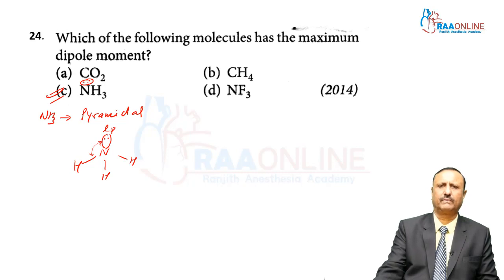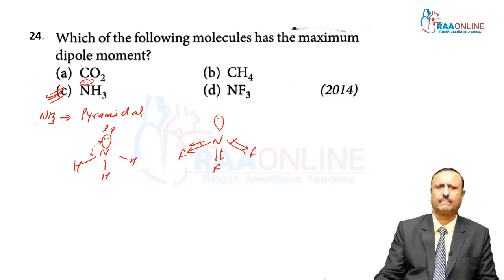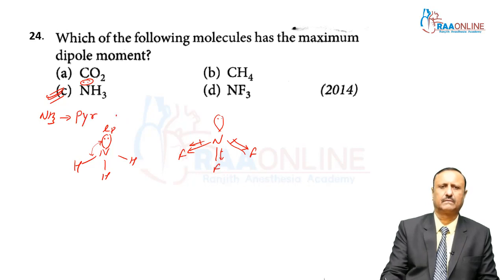In methane, no lone pair is present. Here carbon dioxide has a linear structure. In NF3, the dipole moment is 0 because fluorine attracts the bond pair of electrons to the side opposite to that of nitrogen. So, my dear students, these are cancelled with each other. So, the answer for 24 is C, the correct answer, and this is called pyramidal in shape.